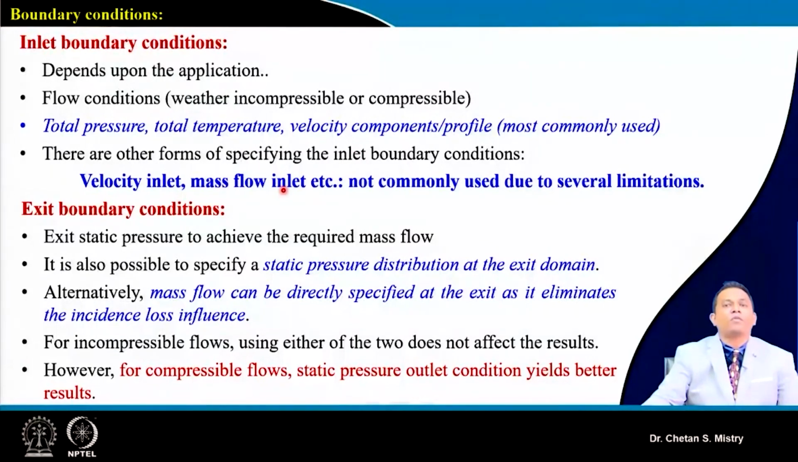There are other forms of boundary conditions also possible. We can put a velocity inlet or mass flow inlet, but these boundary conditions have their own limitations. Now suppose we have our experimental data available with us. That means we have measured the inlet total pressure by using a pitot tube, or we can say we have used multi-hole probes. With that we will have a distribution of inlet pressure.